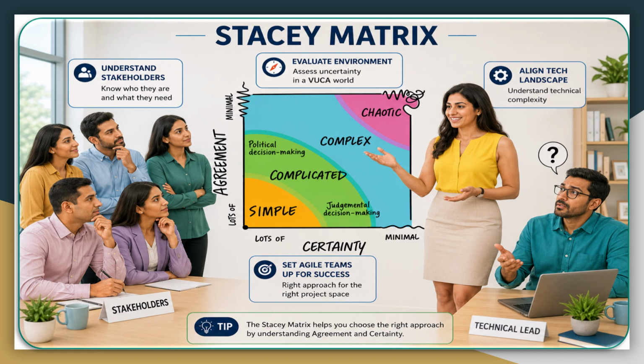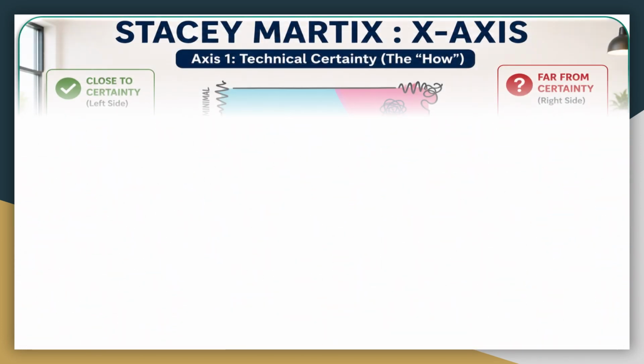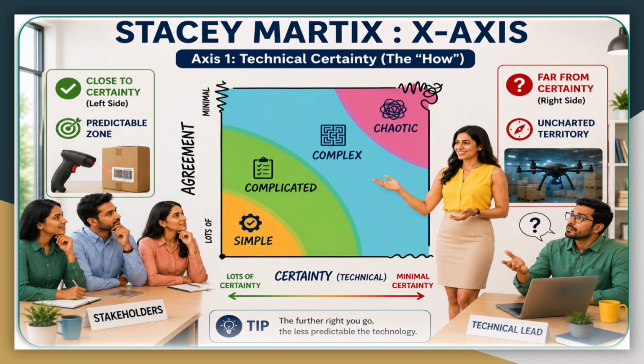The beauty of the Stacey matrix is that it strips away all the surface level noise of a project and focuses heavily on just two critical axes, technical certainty and stakeholder alignment. Let's break down both dimensions using a massive real world example, a global logistics company updating its operations. On the x-axis, or the horizontal axis, we map out the technical certainty, that is the how of your project. Specifically, how well we understand the technology, the tools, and the steps required to build the solution. It answers the fundamental question: do we actually know how to do this?